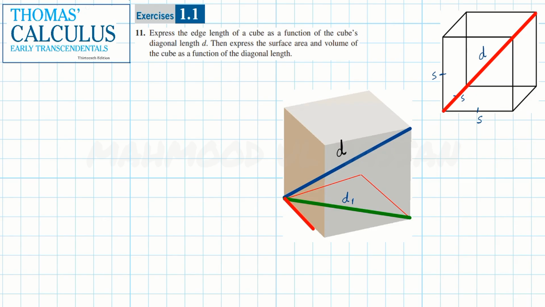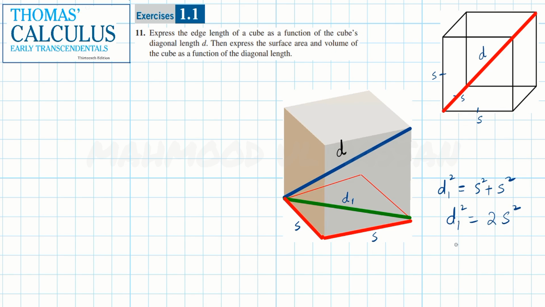This is one side of the base and this is the other side. We know that the length of this edge is s, similarly this is also s. So now what is my d1? You can see we have to use the Pythagorean theorem here. So d1 squared is equal to s squared plus s squared, so d1 squared is going to be 2 times s squared.